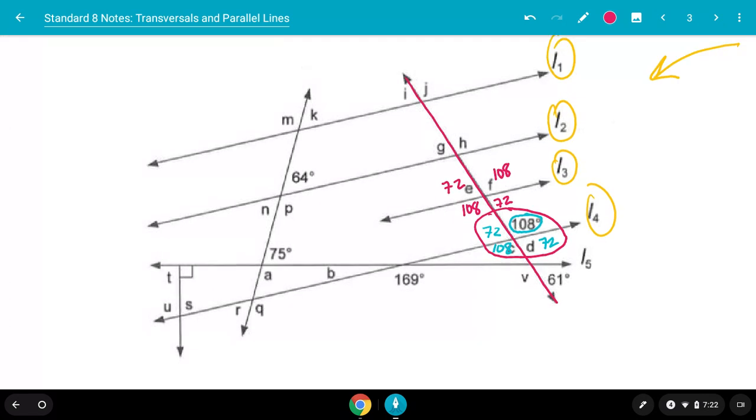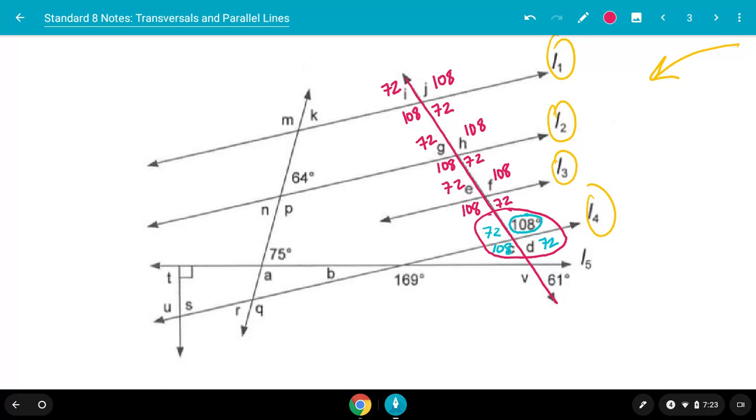You guys, we're making a lot of progress. If you keep sliding it up, this is 108. This is 72. This is 108. And that is 72. If you keep sliding it up, J is 108. This guy is 72. This guy is 108. And I is 72. You guys just knocked out a ton of the answers.